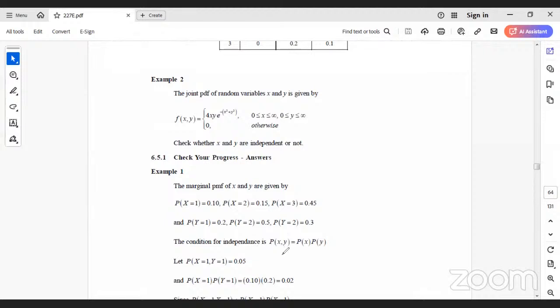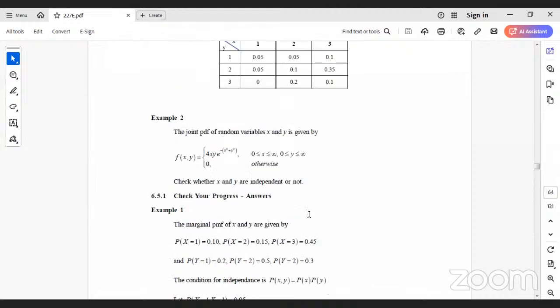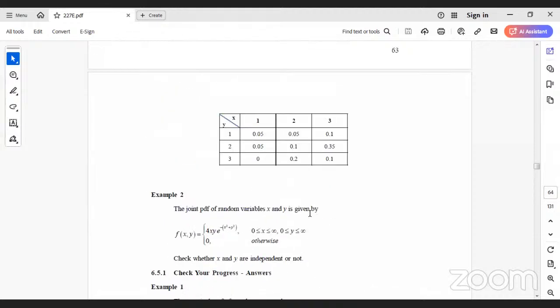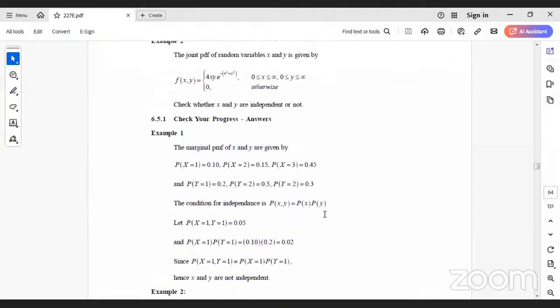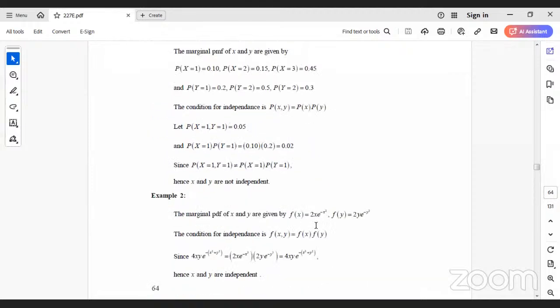Then the condition of independence: x comma y is equal to 0 comma 1 we are taking here. So x is equal to 1, y is equal to 0, 0.05. X is equal to 1 and y is equal to 1, 0.1. We are taking here 0.2. So both are not independent. So x and y are not independent. So f of x and f of y and f of x comma y are multiplied the same. Is it independent or not, we can cross check here.